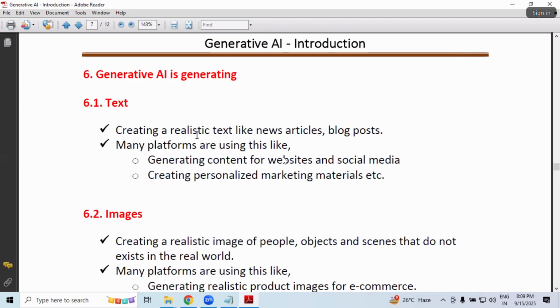Creating realistic text like news articles and blog posts. Many platforms are using this, generating content for websites and social media. In the olden days, the best example is me. I'm a blogger, so I have my own website. To create one piece of material, you can't believe, I used to spend on average 2 to 3 hours. I would take one topic for one day and create the content.